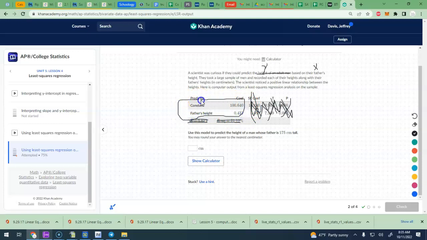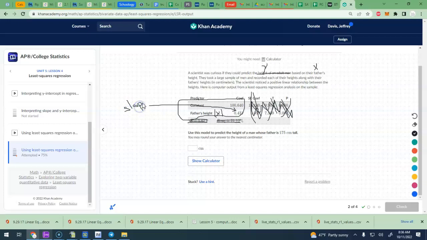You'll see a constant and a number next to it. And then this right here is always your X variable. So father's height is always the X, or whatever you see down here is always the X. That number next to the X, when we're doing Y equals MX plus B, what does the number in front of the X tell us? It tells us slope. So the number next to the X is our slope.